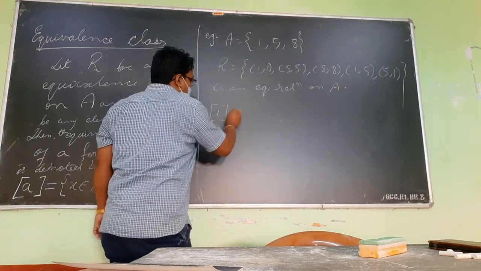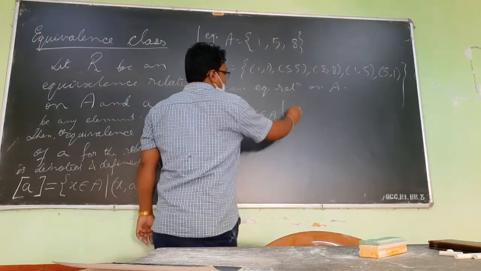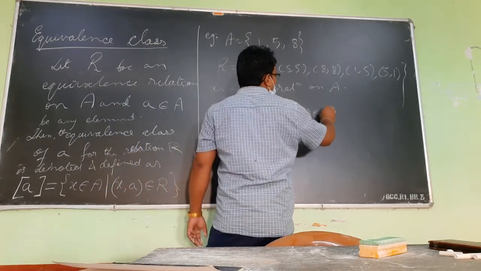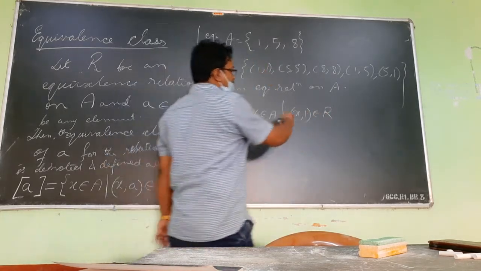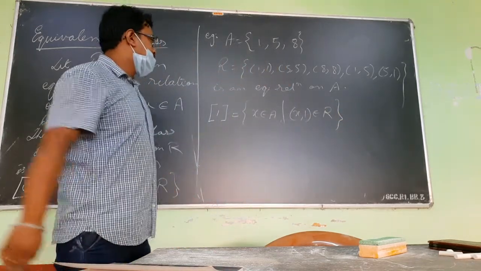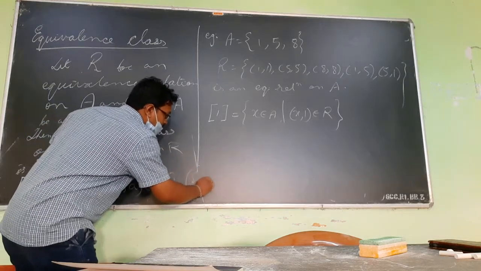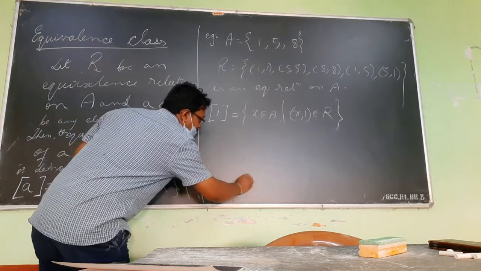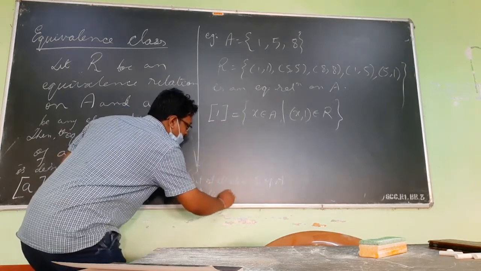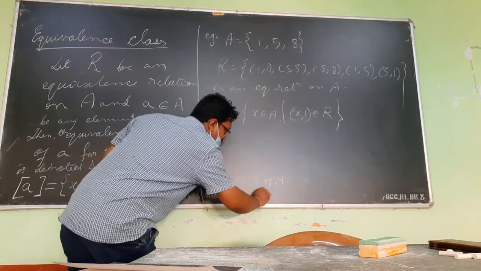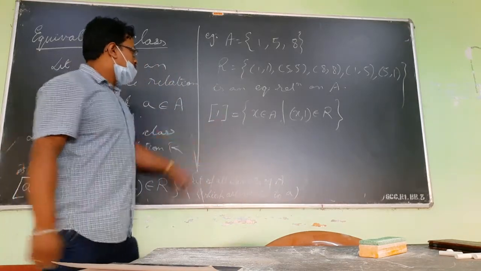So what is the equivalence class of a? The equivalence class of a is the set of all those elements x in A such that (x, a) belongs to R, or equivalently (a, x) belongs to R. Same thing. Those elements which are related to a. So it is the set of all elements of A which are related to small a.